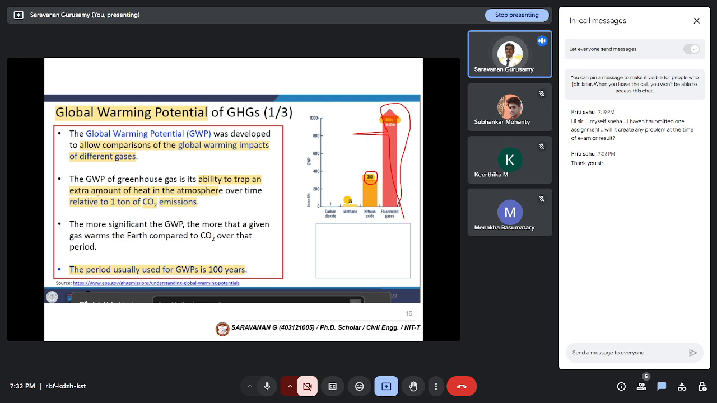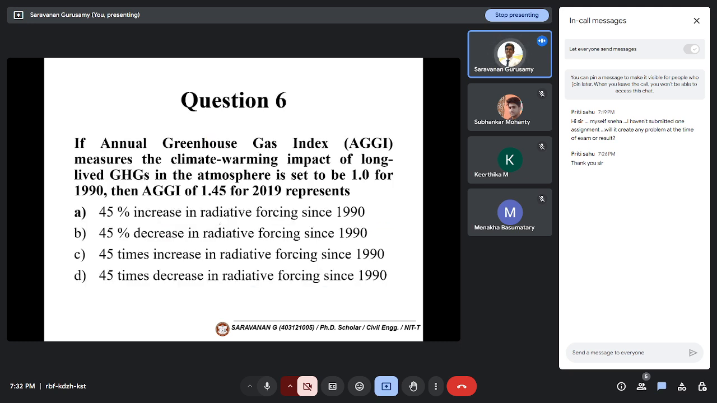So, the ability to trap an extra amount of heat in the atmosphere. Earlier, the natural greenhouse gas effect was there, which was a comfort effect. But whenever you are releasing extra carbon dioxide, methane and other greenhouse gases, there will be an excess amount of heat in the atmosphere over time, relative to 1 ton of CO2 emission or one equivalent of it.